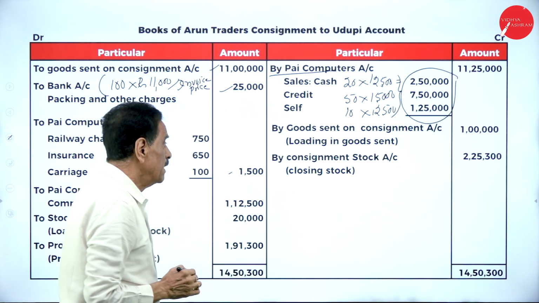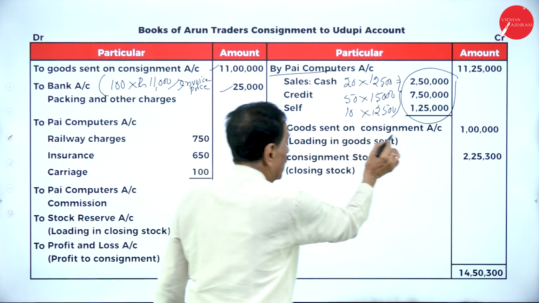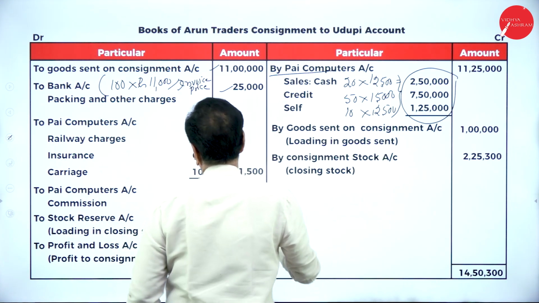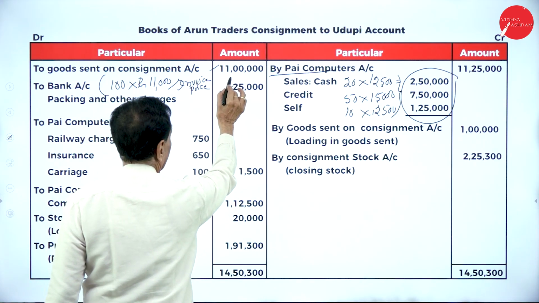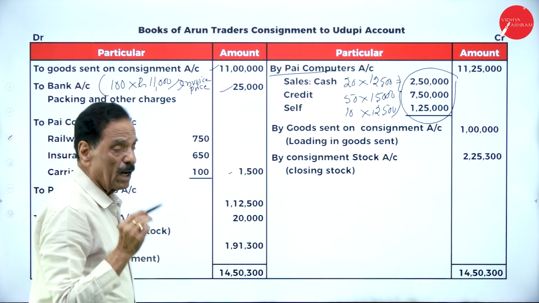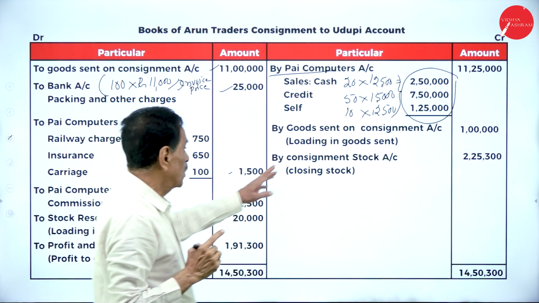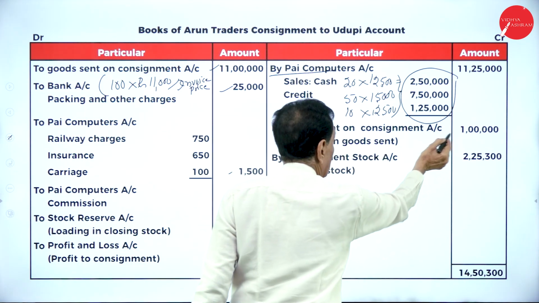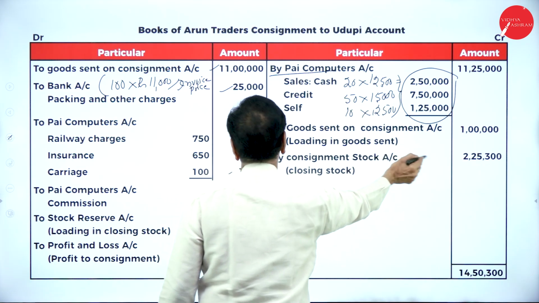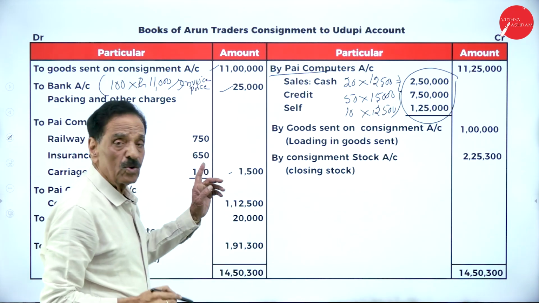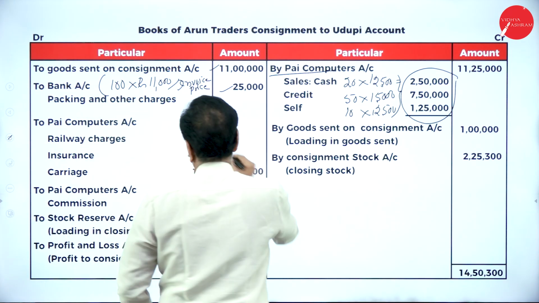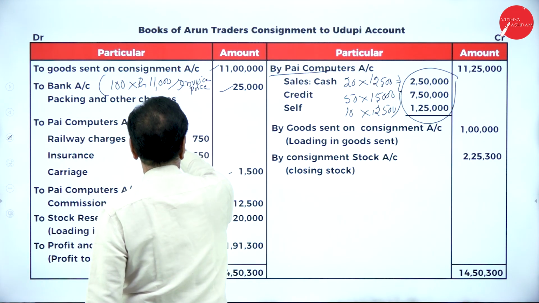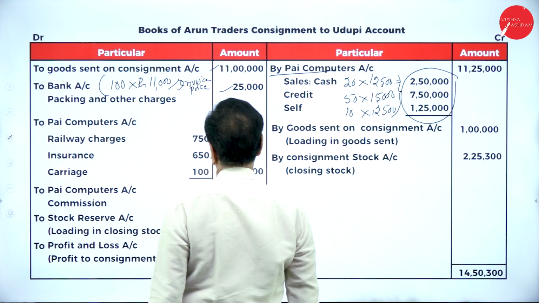So totally 11,25,000 is the sale. Then goods sent on consignment: real cost is 100 into 10,000, which is 10 lakh, but it is showing 11 lakh. How much more? 1 lakh, on the unsold goods too. Actually, you have to show 10 lakh, but you are showing 11 lakh. How much are you showing more? 1 lakh. So that is 100 into 1,000, which is called 1 lakh.